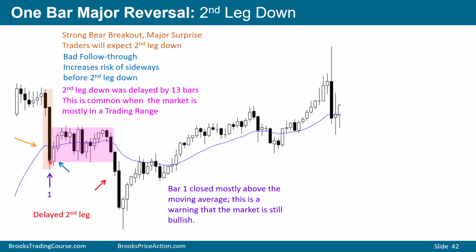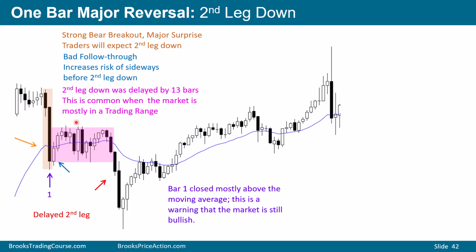But look at the bar. This bear bar, the majority of the bar is actually closing above the moving average. So it's really more bullish than bearish in terms of context, even though this sell-off is strong enough that the odds are you'll get a second leg. So instead of traders selling the close, what they will do is they'll look to sell a pullback.